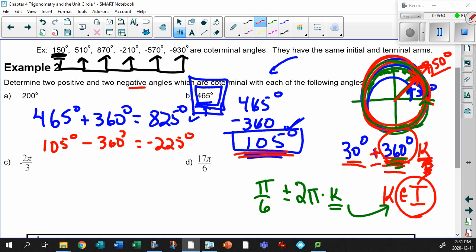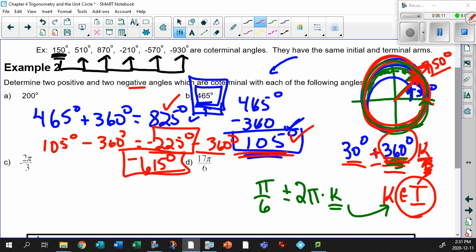And then if I want to do this one more time and subtract 360 from that, I'm going to end up with minus 615 degrees. So there's my two negative angles. Where is it? There and there, right? And my two positive ones being 105 and 825.